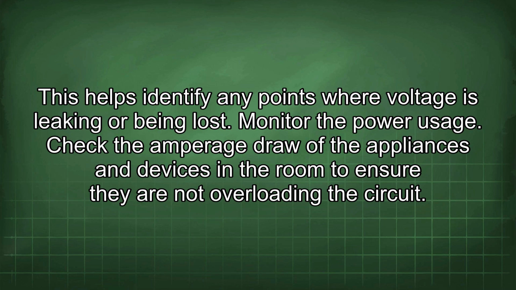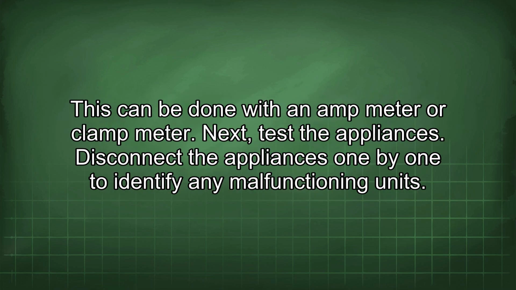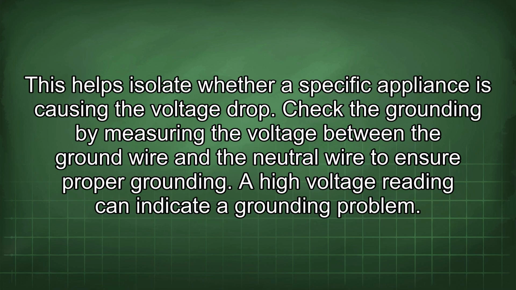Monitor the power usage. Check the amperage draw of the appliances and devices in the room to ensure they are not overloading the circuit. This can be done with an amp meter or clamp meter. Next, test the appliances. Disconnect the appliances one by one to identify any malfunctioning units. This helps isolate whether a specific appliance is causing the voltage drop.